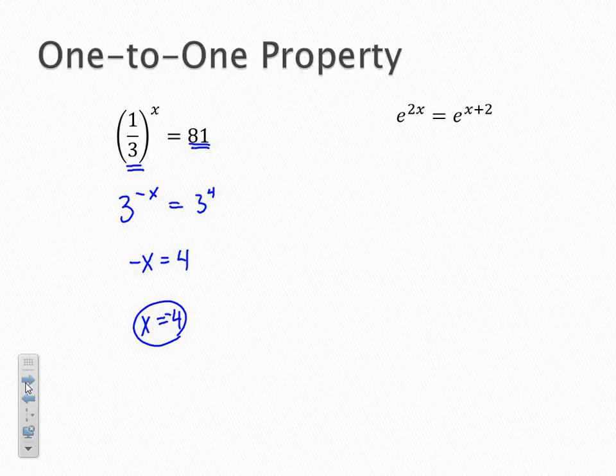Now that also applies in our second example. The nice thing is here, we don't have any rewriting to do in this problem. They both have the same base. They both have the base e. So if both of the bases are the same, again, essentially we can drop the base and we get 2 times x equals x plus 2. And we just solve it. Subtract x from both sides, and we end up with x equals 2.